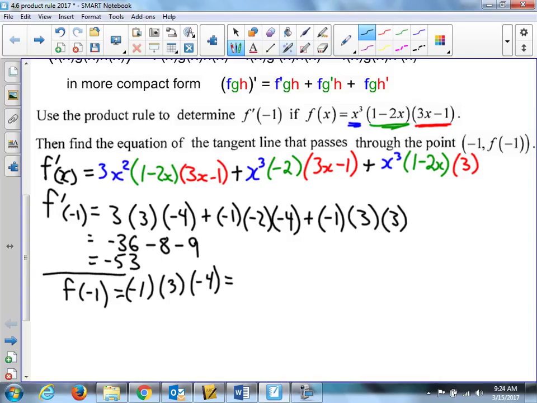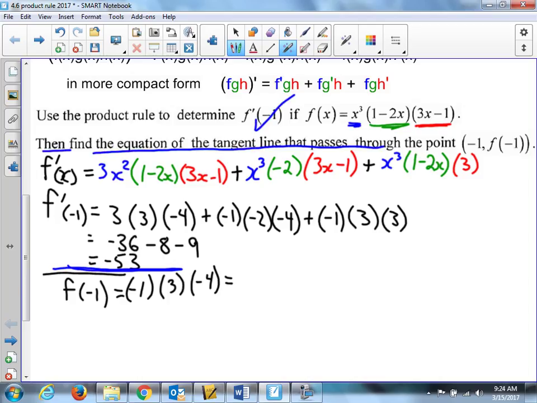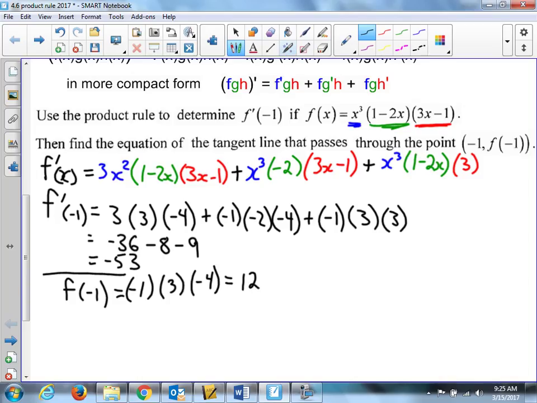Why are you doing this? Okay. So the first thing up to this line here was determine this. Then find the equation of the tangent line that passes through the point -1 comma f of -1. So -1 is my x value for my ordered pair. I need the y value, which is f of -1, that matches with this. So that's what I'm doing with this. So this is the ordered pair -1 comma 12, right? So f of -1 is 12. The point we're interested in is -1 comma 12.